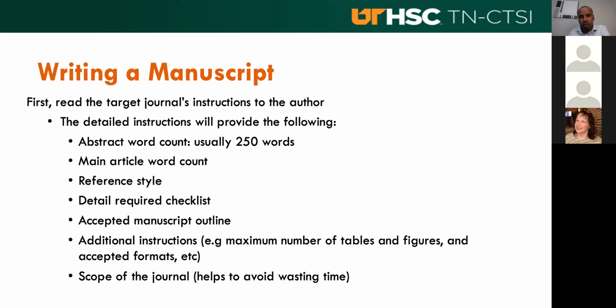Some additional instructions that are included in the journal's instructions to the authors are the maximum number of tables and figures and accepted format, especially for figures. The scope of the journal might also help avoid wasting time. So when we say scope of journals, for example, if you are writing a clinical trial and the journal is about nutrition, it's unlikely that the journal will consider your manuscript, even though it's a very novel and impactful article or research that you have conducted. Based on the journal scope, they might pass you to another one, maybe. So in order to avoid wasting your time, read also the journal scopes, what they publish. Some journals, for example, just publish reviews or meta-analyses, while others publish only original articles.